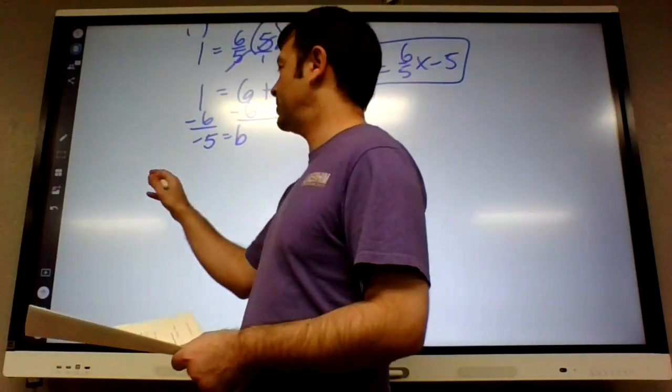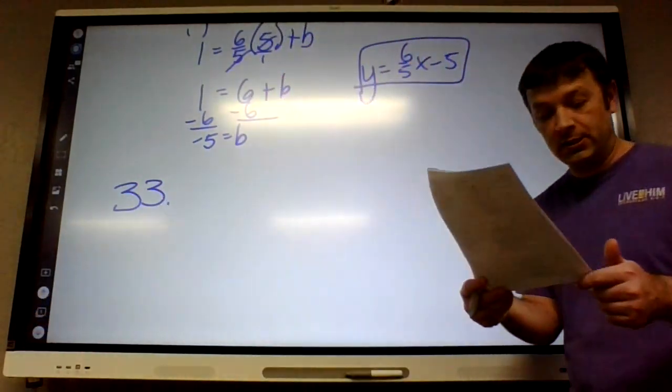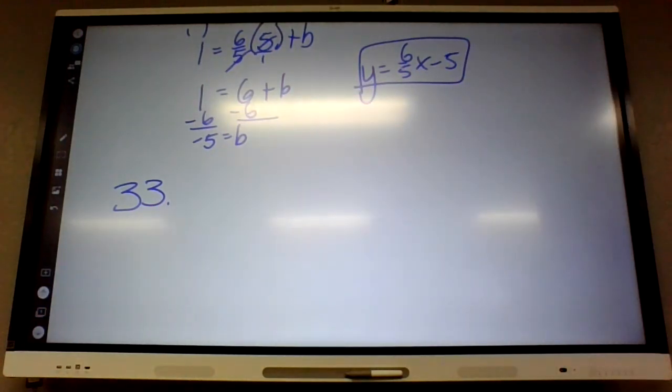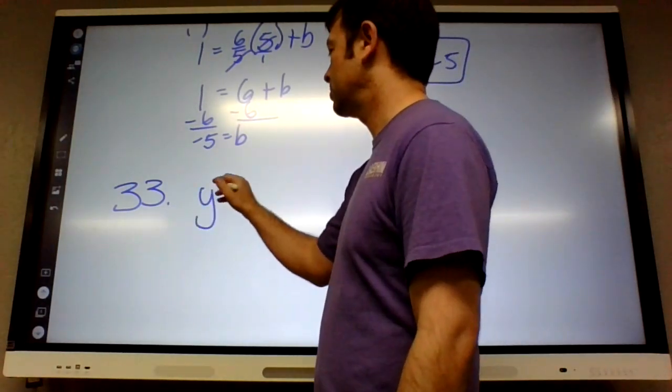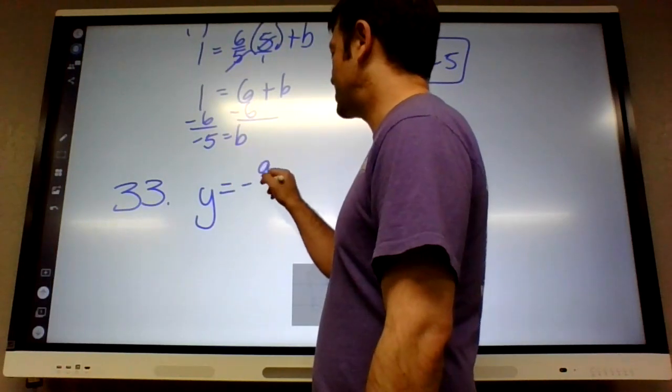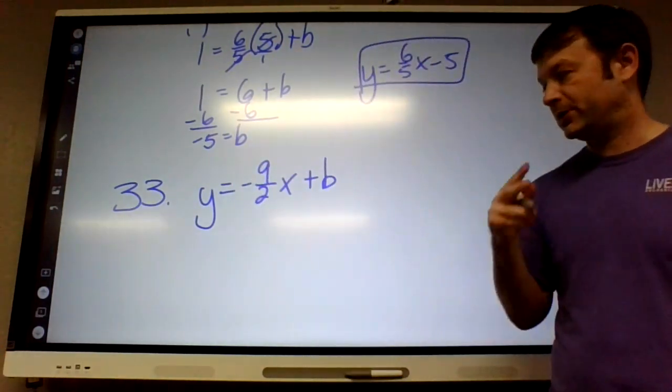Alright, for 33, instead of doing the parallel line, let's do a perpendicular line. So, Trey, what do we know about perpendicular lines? It has the opposite slope. Opposite reciprocal. So, if their slope is 2/9, what's our slope going to be? -9/2. Okay. So, once you have the slope, you guys notice these are all the same problem, basically. You just plug it in.